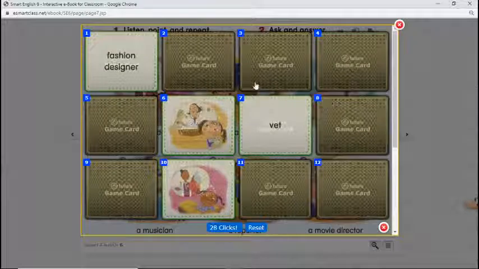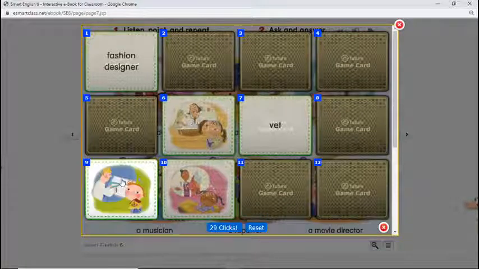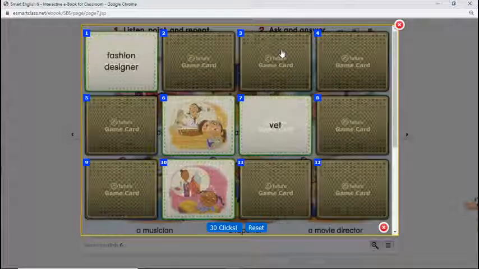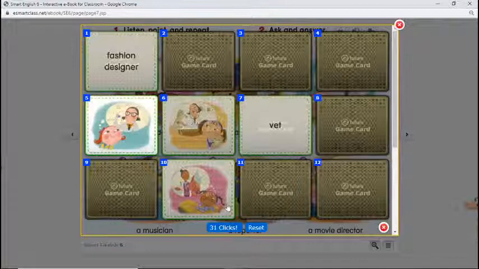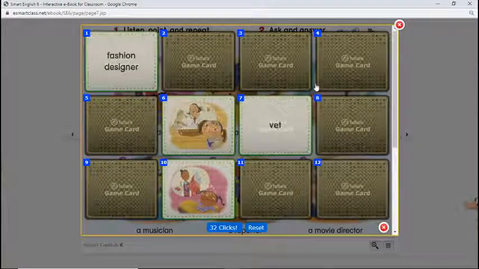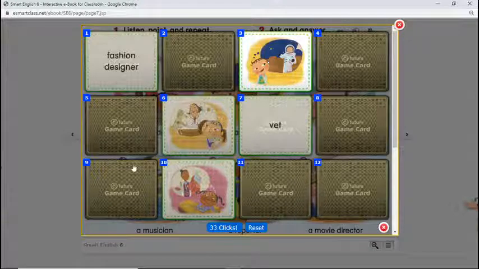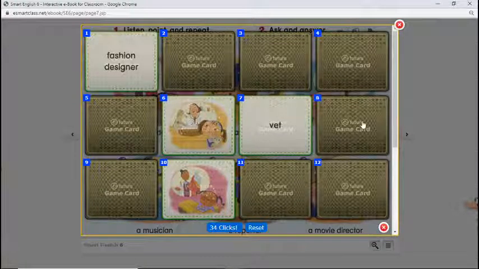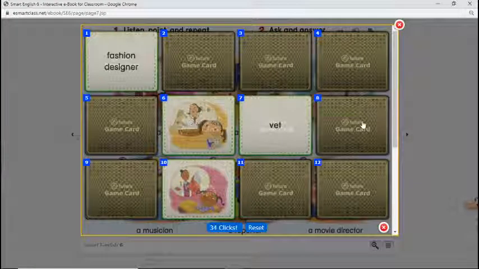Ceci said 9 and 3. 9 and 3. That's no match. And Albino said 5 and 11. 5 and 11. That's no match. Daniel 3 and 8. That's no match. What's happening, guys? You are not paying attention?